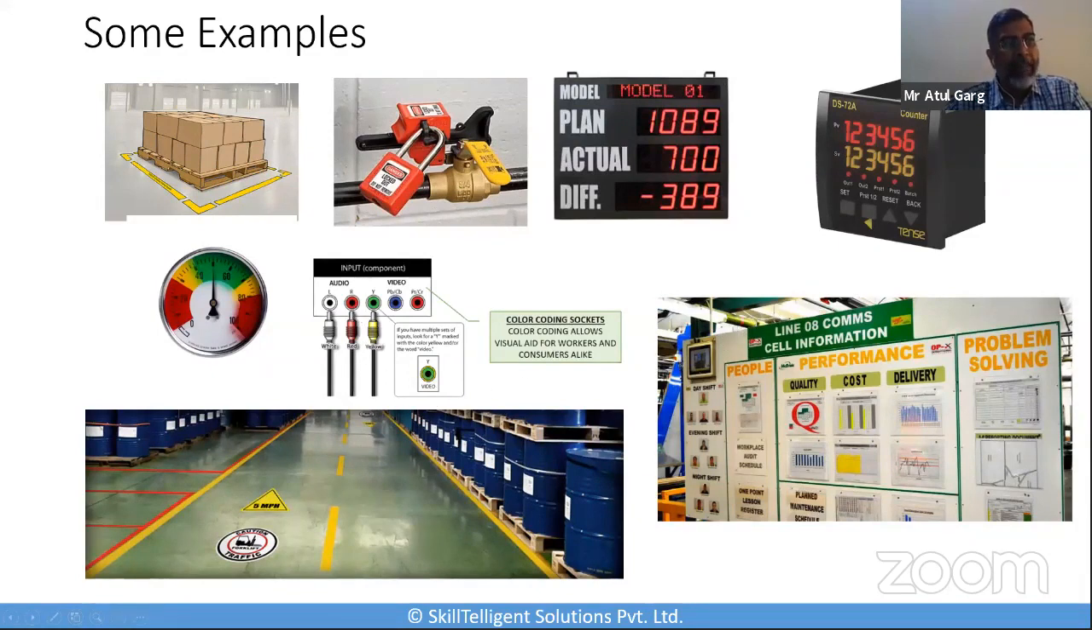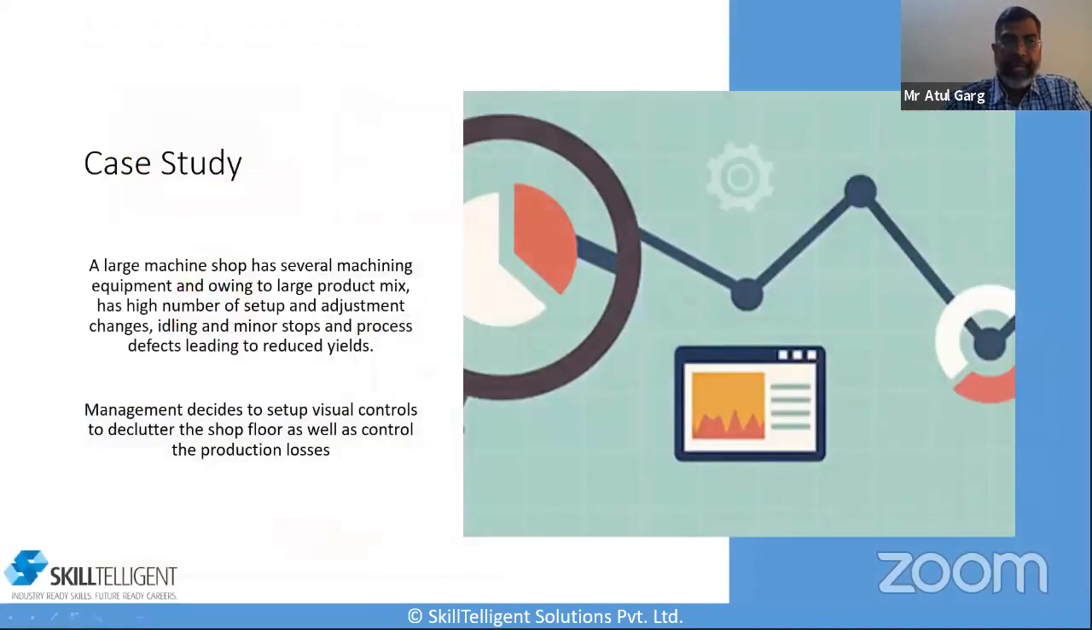Or there is an information board over here where you can sit down, discuss, and find out what planning has to be done. These are the floor markings, which also say where you can travel, what the pathway is, and so forth. So these are some of the examples of visual controls. Let's take a case study, and then we'll go through each of these losses and the visual controls which can be put in place.